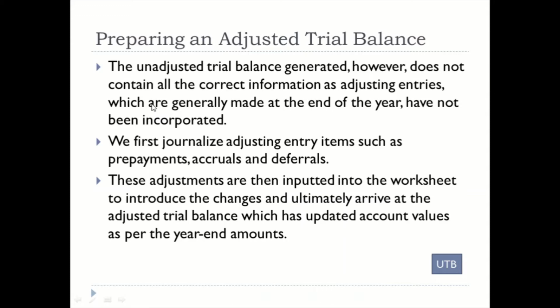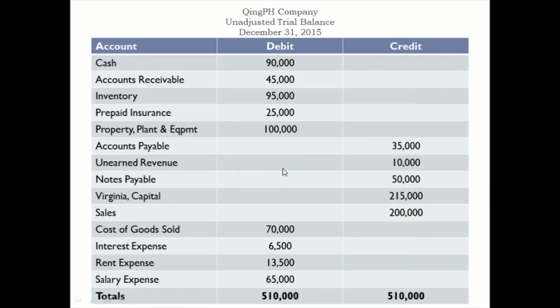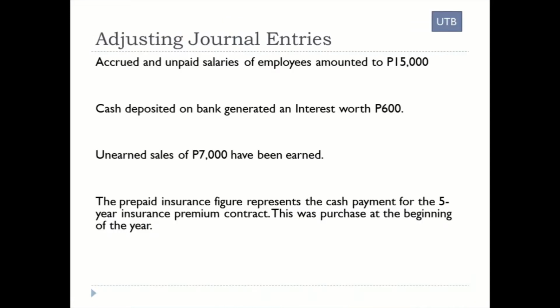So para mas maintindihan nyo, let's have an example. So again, I am showing you the unadjusted trial balance. Unadjusted, wala pa yung mga adjustments natin. We're still not done with the adjusting entries. So, I am now introducing to you our adjustments or things to be adjusted. Okay, so we have 4 transactions to be adjusted. Please take note that all adjusting entries are also being inputted to our journal.